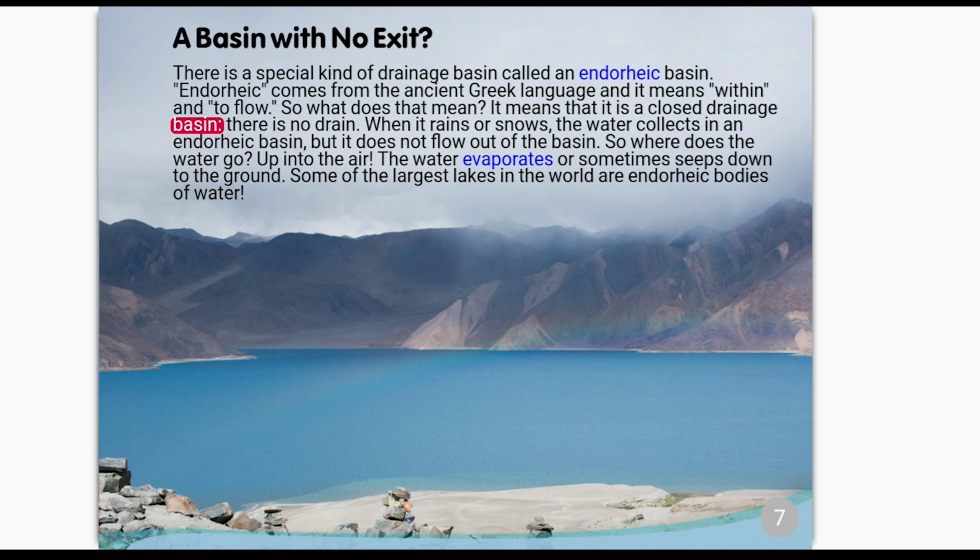There is no drain. When it rains or snows, the water collects in an endorheic basin, but it does not flow out of the basin. So where does the water go? Up into the air. The water evaporates or sometimes seeps down to the ground. Some of the largest lakes in the world are endorheic bodies of water.